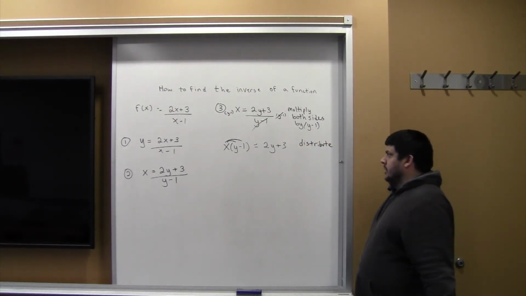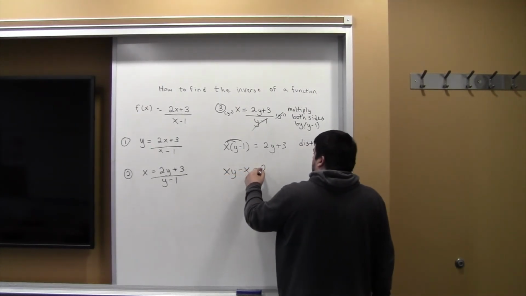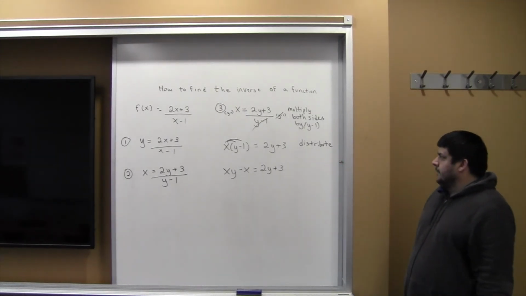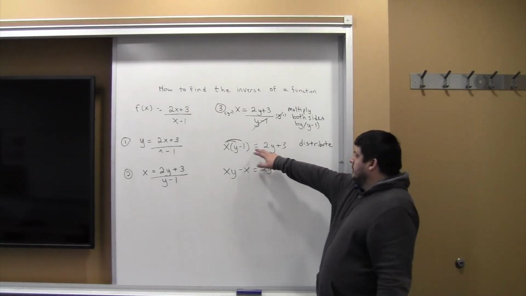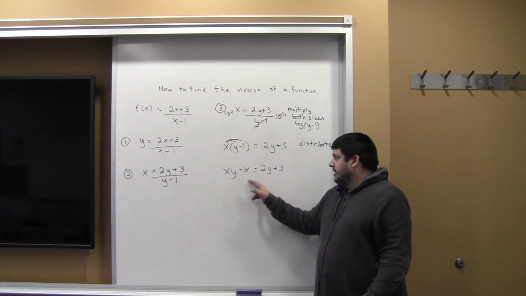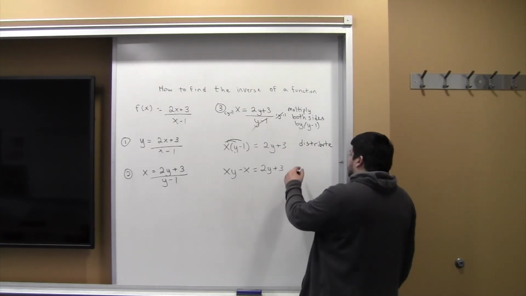This gives me xy minus x equals 2y plus 3. Alright? Notice that I just distributed this x into here and this x into this negative 1 to get that. Now here's the next part.